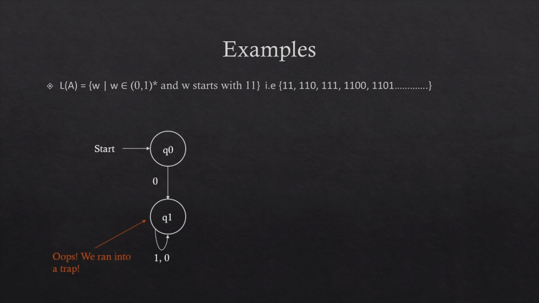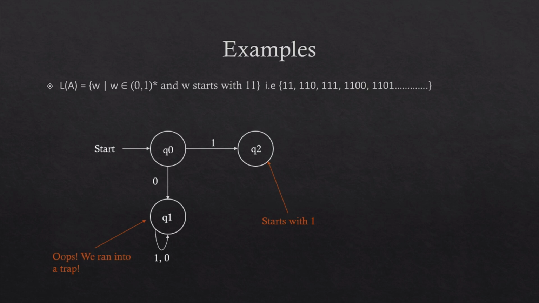If the first symbol is 1, then we're on track. Maybe the string does start with 1, 1. So we move to state Q2. This state means that the string starts with 1, that the first symbol of the string was 1. If it wasn't, then there's no other way we could have gotten here. You can pause the video and think if there's actually any other way we could have gotten to the state Q2, even if the first symbol wasn't 1. There isn't.